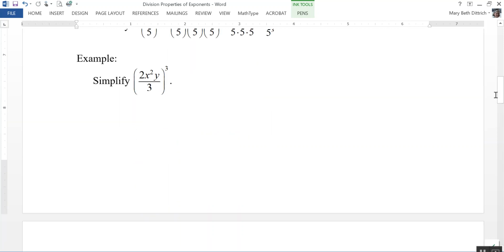Here we have to simplify 2x squared y over 3, all raised to the third power. So that means that each part of that is going to be raised to the third power. That's the same as 2x squared y to the third power over 3 to the third power. So as we saw in the previous video, 2 to the third power, which is 8, x squared to the third power, which is going to be x to the 2 times 3, or x to the sixth, and then y to the third power over 27. So that exponent applies to each part, both the numerator and the denominator there.